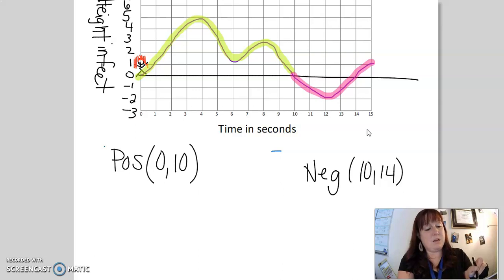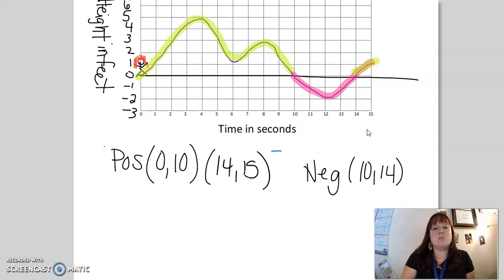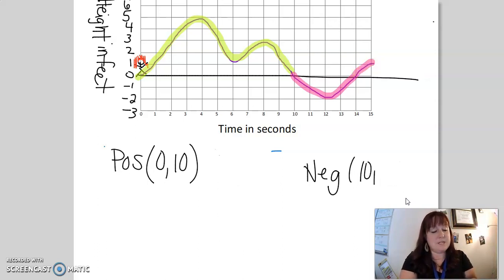That should be positive right there. So I was also then positive from 14 seconds to 15 seconds. So these are my positive and negative intervals. Now, let's see if we can get our increasing and decreasing.